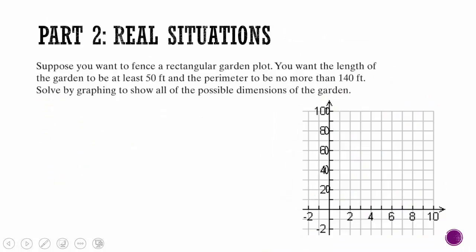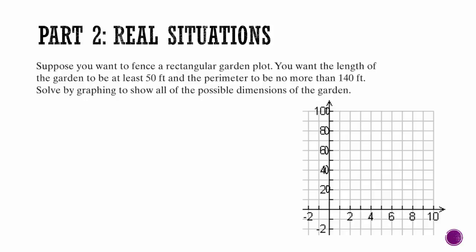So let's do a story problem. Suppose you want to fence in a rectangular garden plot. You want the length of the garden to be at least 50 feet, and the perimeter can be no more than 140 feet. Solve by graphing to show all of the possible dimensions of the garden.